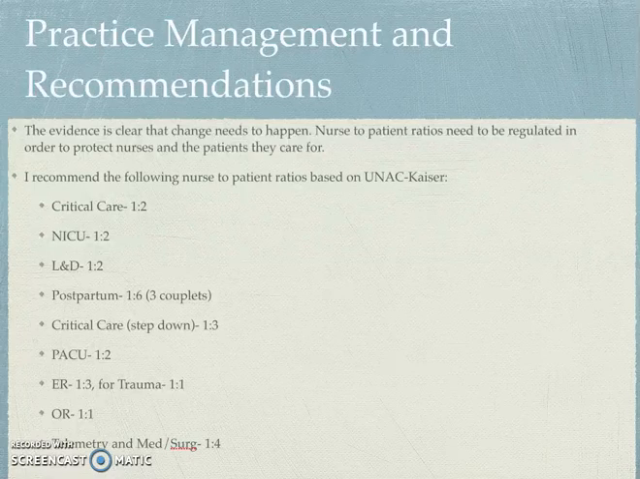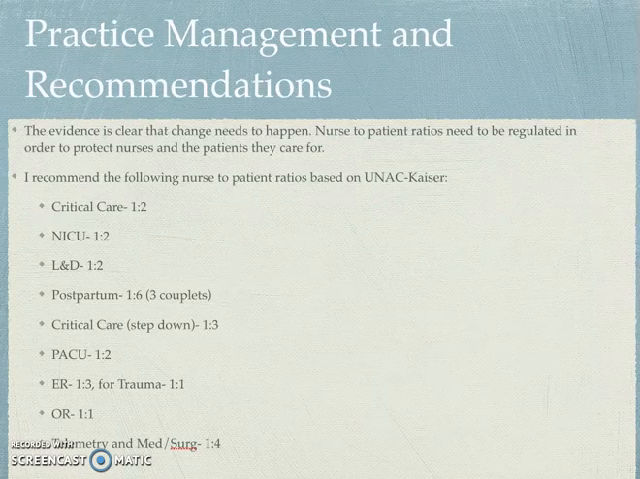So when I look at practice recommendations and management from here, the evidence is clear that change needs to happen. Nurse-to-patient ratios need to be regulated in order to protect nurses and the patients they care for. These recommendations are similar to the UNAC-Kaiser recommendations for California.